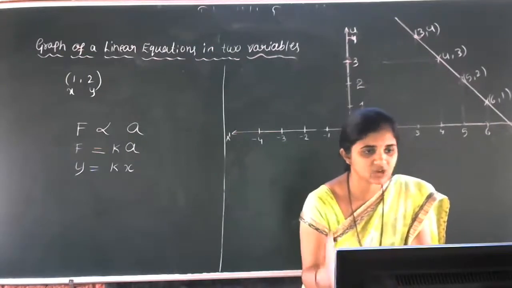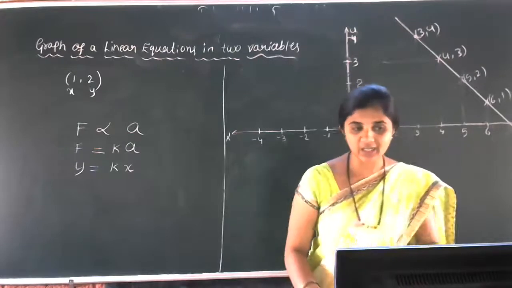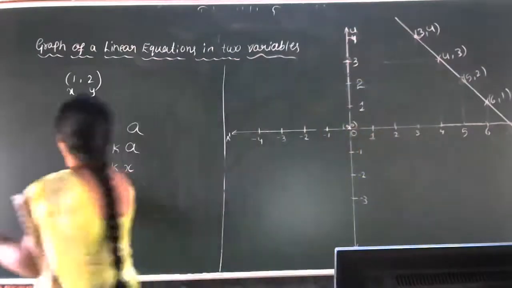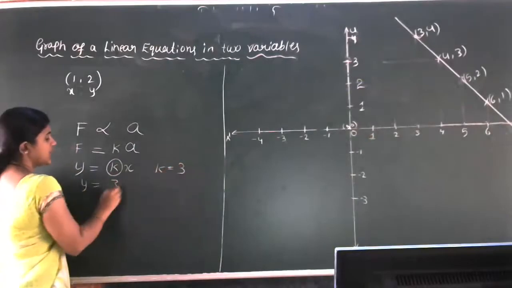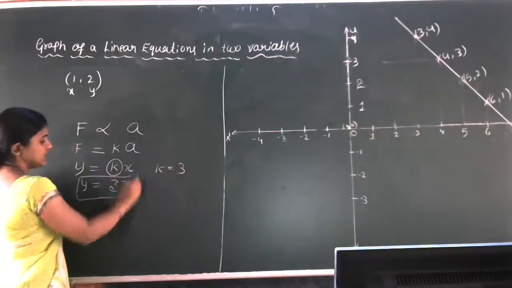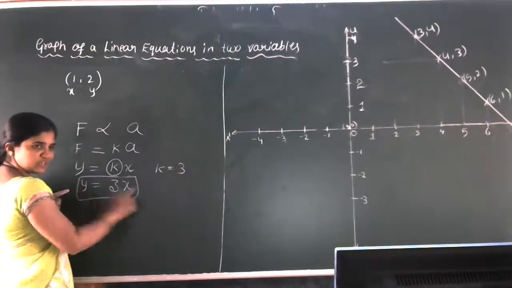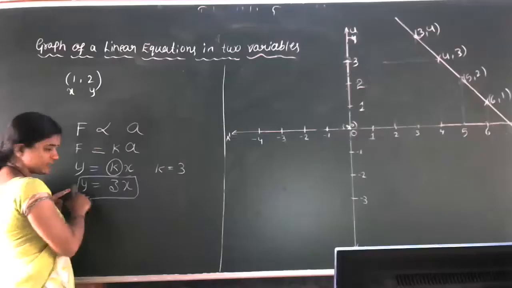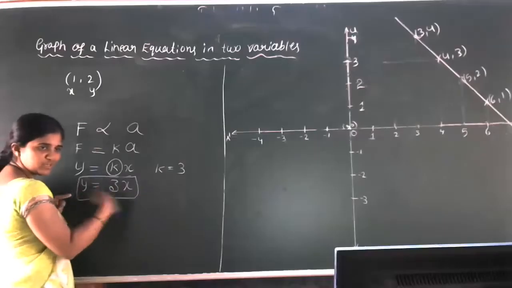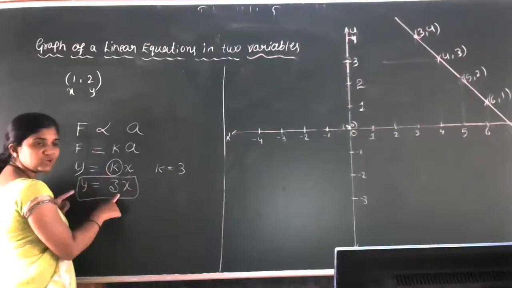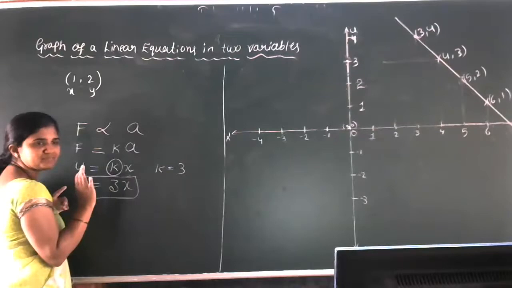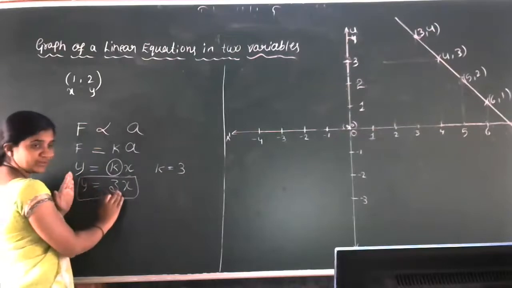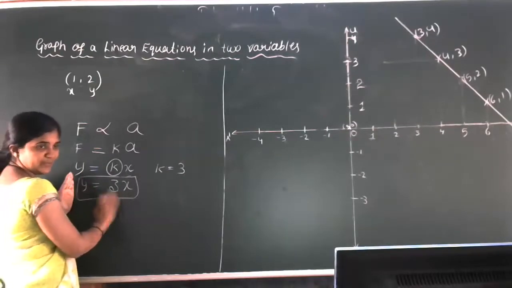K is constant. So they are fixing that k is equal to 3. Then y is equal to 3x. Are you observing this is a linear equation in two variables? Now the equation is in the form of a linear equation in two variables, y is equal to 3x. Can you draw the graph of this one? Very simple graph.